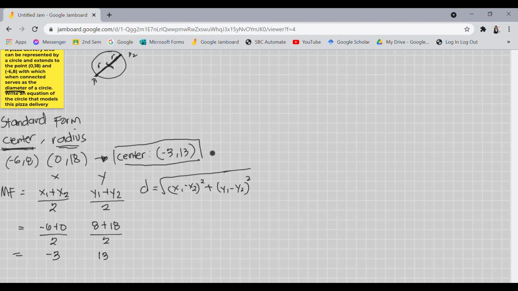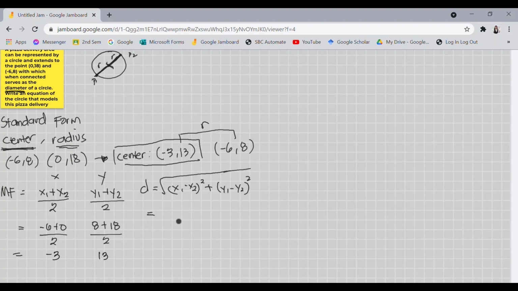We use the center and 1 point. So, let's say we have negative 3, 13 and a point negative 6, 8. Okay? So, technically, from the center going to any point, that is the radius. So, using the distance formula, we will get the length of the radius.